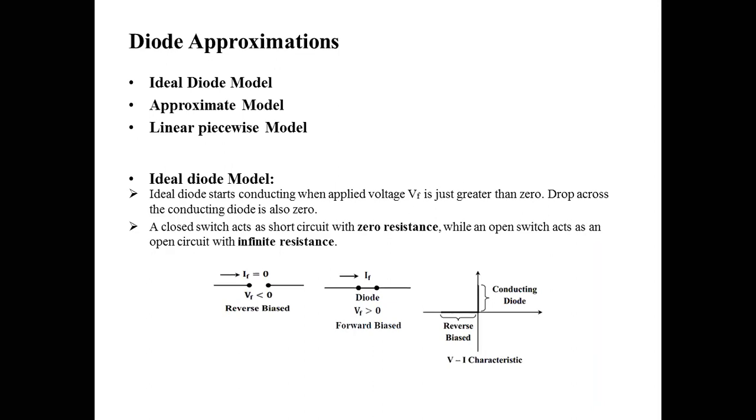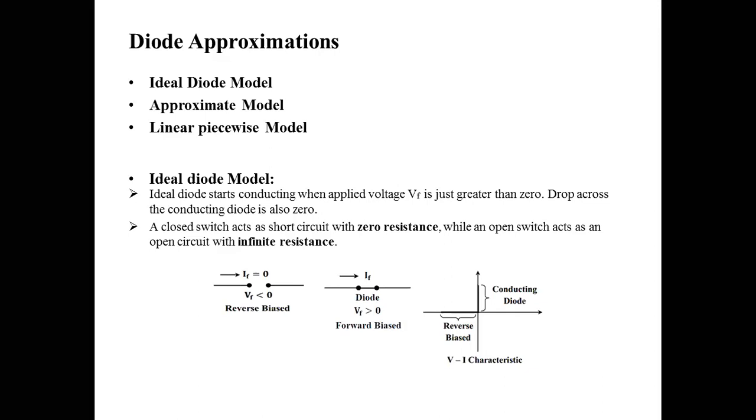What are the diode approximations? A diode is modeled, or approximated, into three different models. What are the three models? One is the ideal diode model, the approximate model, and the piecewise linear model.